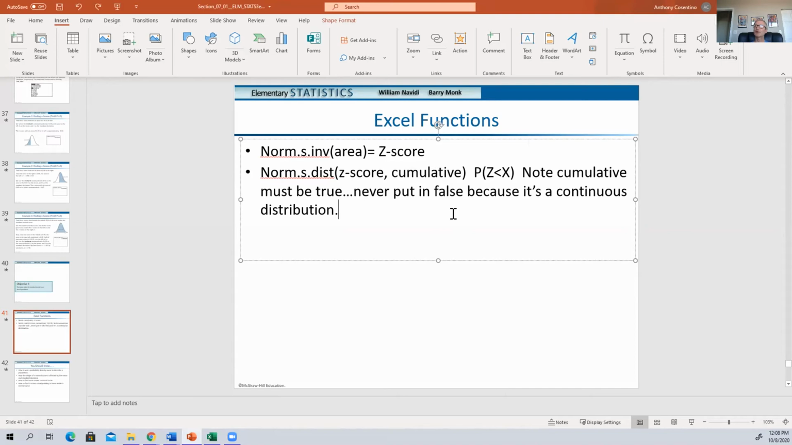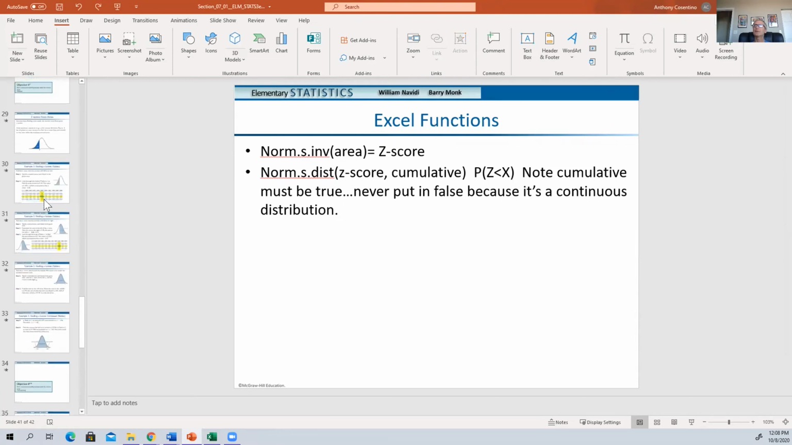And this one's kind of weird. I wish they would take this out, and they added this when they upgraded the spreadsheet. I don't know why. But the idea of cumulative, this must always be true, and always be true is the less than. Because this is a continuous distribution, the false doesn't make any sense because the area is always going to be 0 for a single point. And so z equals an x value does not make any sense. So never put false in with regards to that.